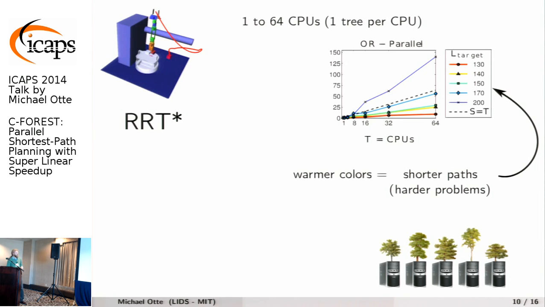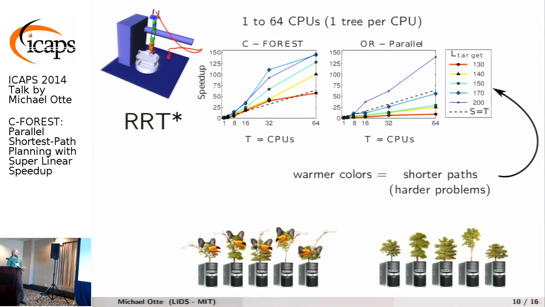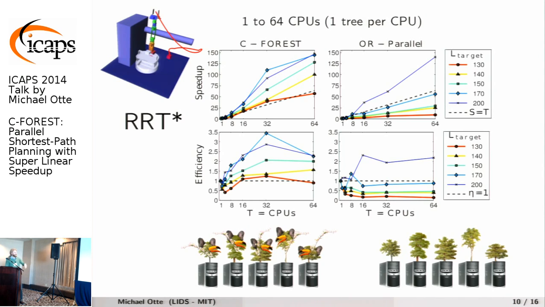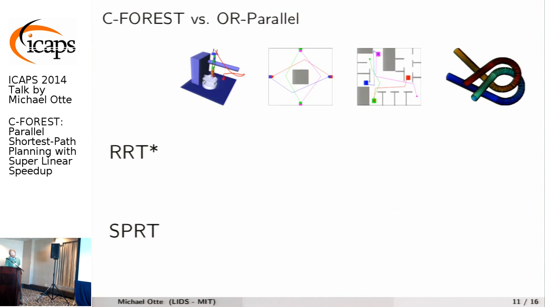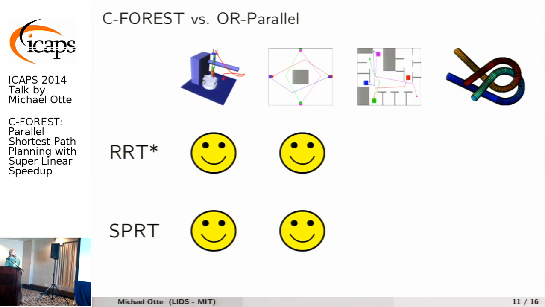But when we allow communication between these things, we find that we end up getting a lot better speedup. In fact, it's superlinear in a lot of cases. I won't dwell on that, but we can look at efficiency too. So we see efficiencies of 3 versus efficiencies of less than 1 for the OR parallel. I don't have tons of time, but the results for all of these were very good.